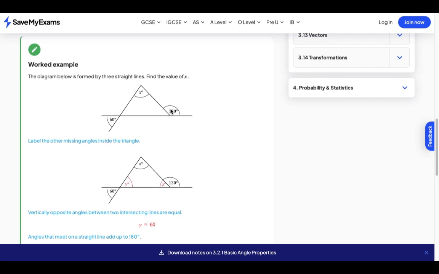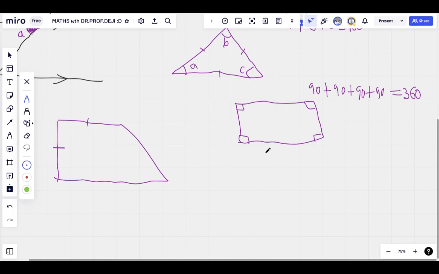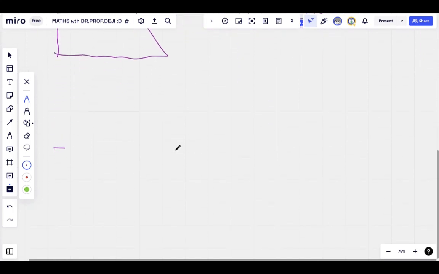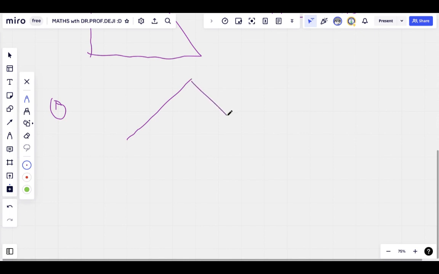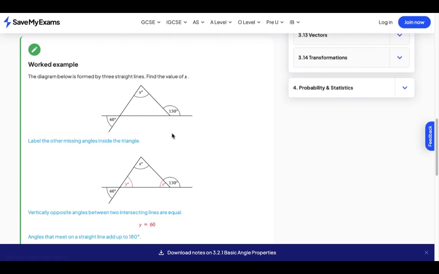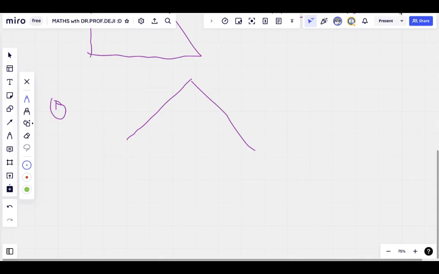Now let's take a look at this one. Let's solve for x. They say find x. The diagram below forms a straight line, right? Find the value of x. Problem 1, let's find the value of x.